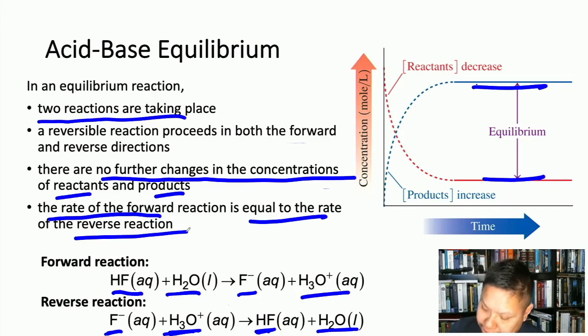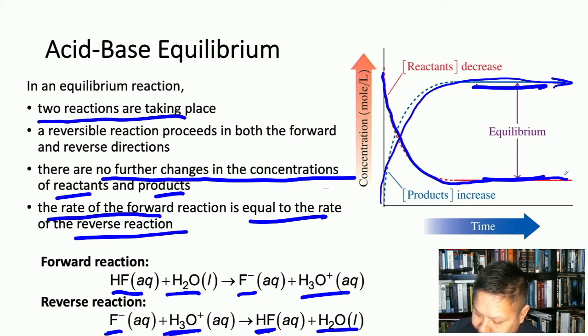Right? And that's why you see that this rate here, making products, is the same as the products decomposing back into reactants, right? And once you get to this point right here, which is the equilibrium point, the concentrations of either side, reactants and products, stay the same, right?